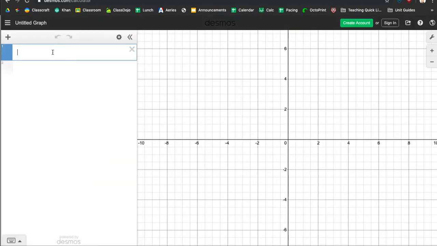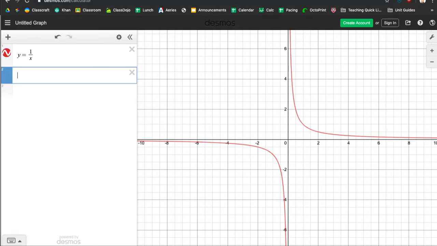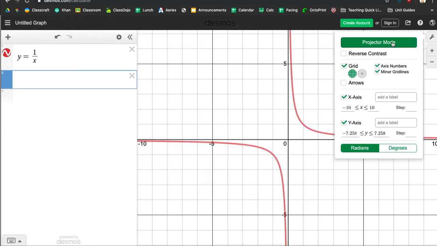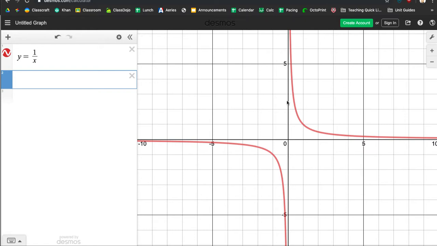Let's do a simple function y equals 1 divided by x. It's a little bit hard to see. Let's do projector mode. See this line right here? I want the limit as x approaches 0.